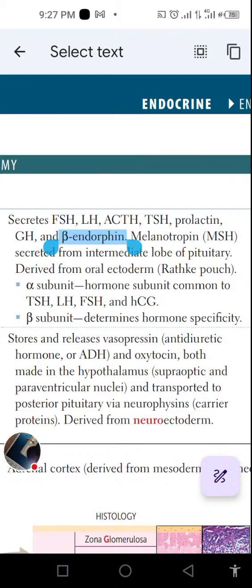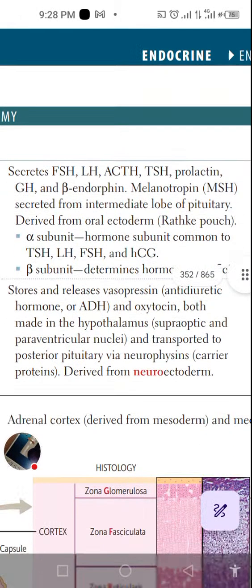Beta endorphins are endorphins, which are also mood enhancing hormones. Melatonin is helpful in giving black color to different body parts. Don't get me wrong, black color like the pupil, the color of the pupil is black. Hair is black. Melanocyte stimulating hormone is secreted from the intermediate lobe of the pituitary gland and derived from oral ectoderm, Rathke's pouch. Now here is oral ectoderm, Rathke's pouch, which gives rise to the adenohypophysis.